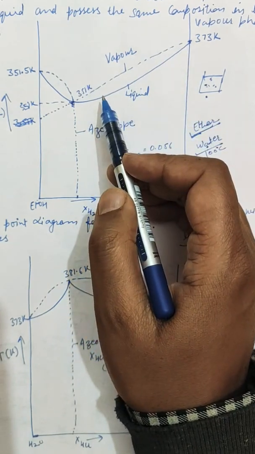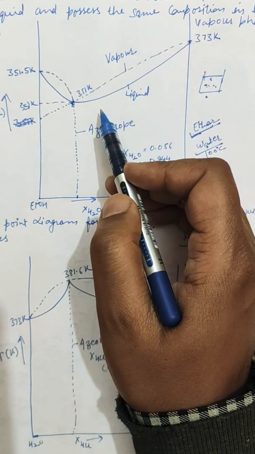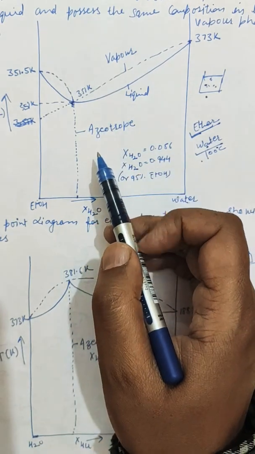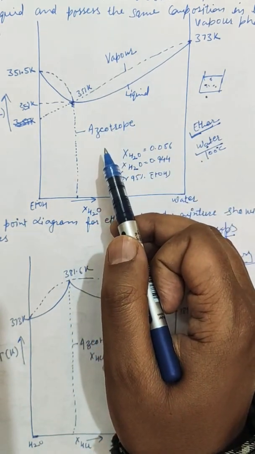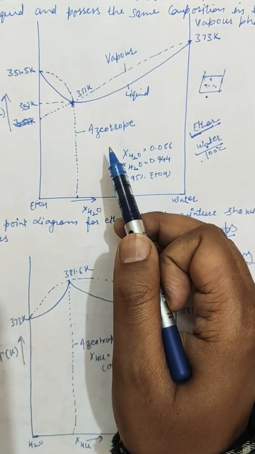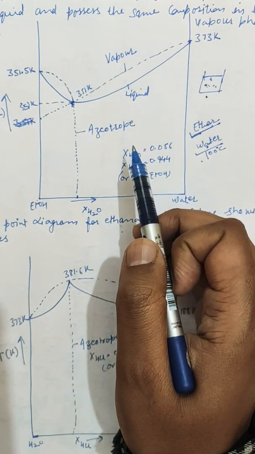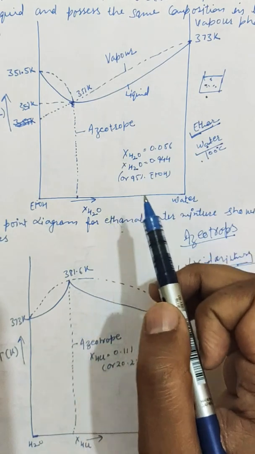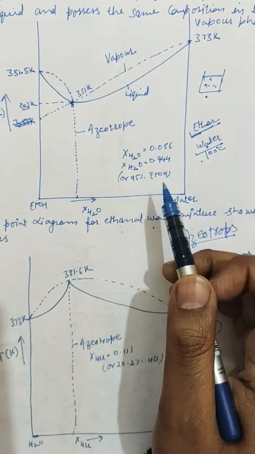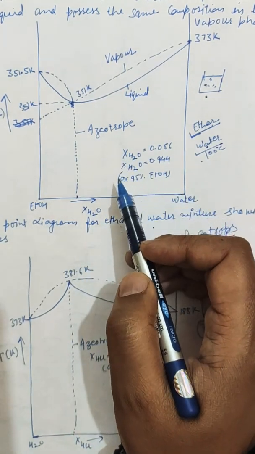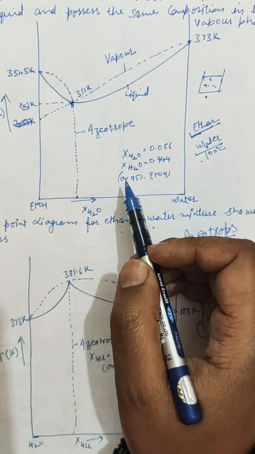So the fractional distillation of an ethanol and water mixture can concentrate the alcohol to the azeotropic composition. Once this composition has been attained, the liquid and vapor have the same composition, and therefore it cannot be further distilled to separate water from ethanol. So this was the minimum boiling point azeotropes.